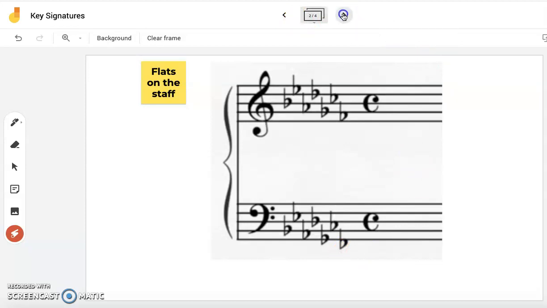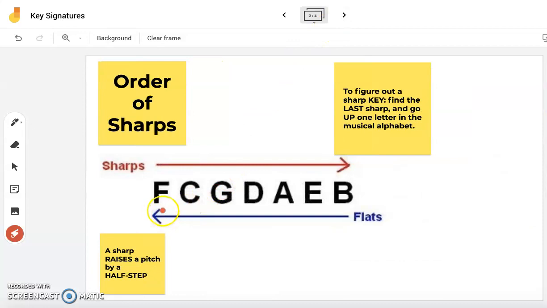Next, let's talk about sharps. This is the order of sharps. Starts with F, then C, G, D, A, E, and B. The order of sharps is the opposite of the order of flats, which we have already discussed. And being the opposite order, it also has the opposite function. A sharp raises a pitch by a half step, whereas a flat will lower the pitch by a half step.